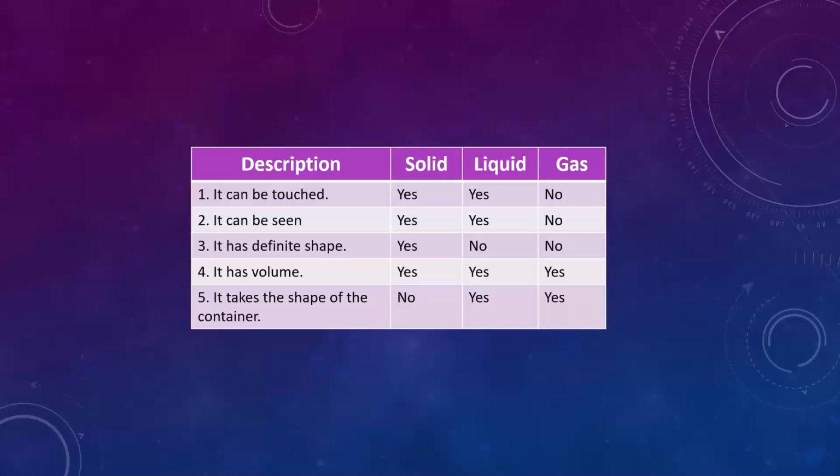Solid has volume. Liquid has volume. Gas has volume. Solid takes the shape of the container. No, solid does not take the shape of the container. Liquid takes the shape of the container. Gas takes the shape of the container.